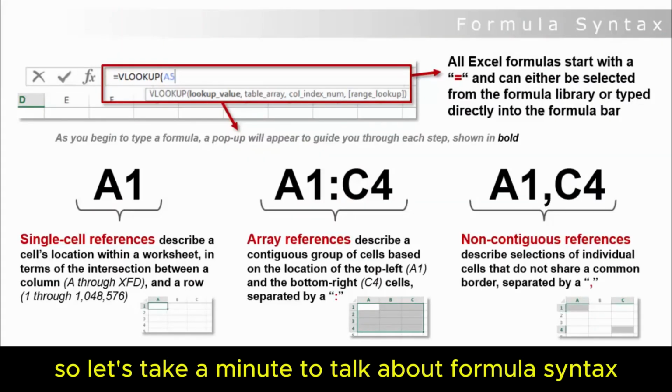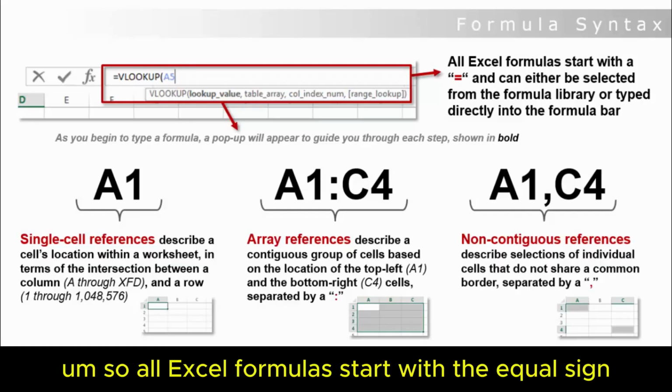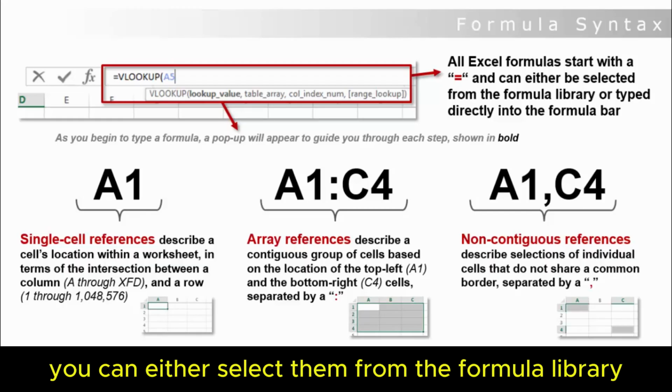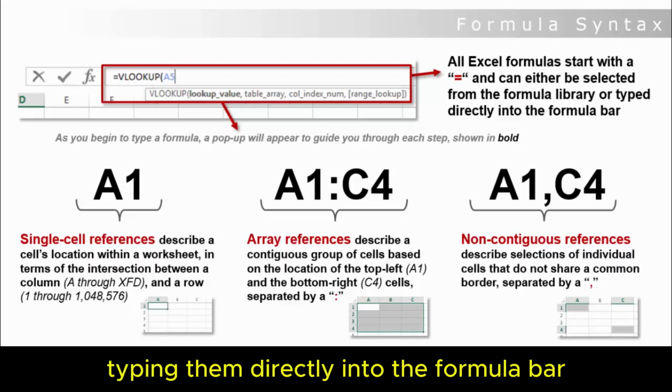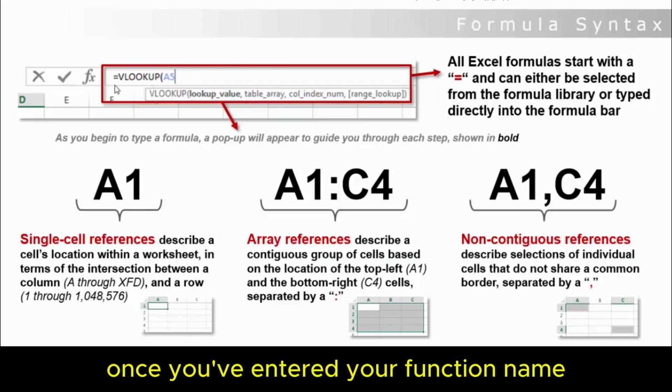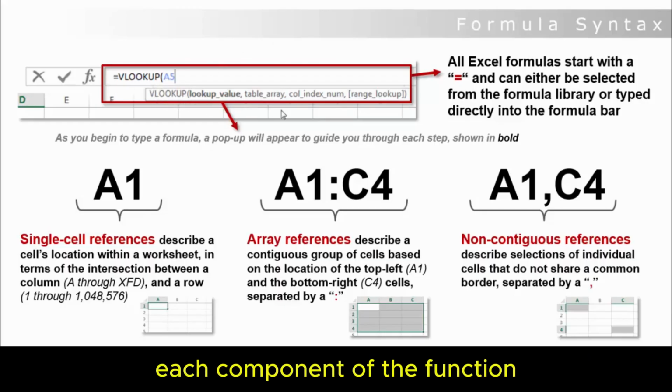Okay, so let's take a minute to talk about formula syntax, which is essentially how a formula is written or how it's built. All Excel formulas are going to start with the equal sign. You can either select them from the formula library, but I wouldn't recommend that. I'd actually recommend typing them directly into the formula bar. And like I mentioned, once you've entered your function name, this box will pop up that will guide you through each component of the function step by step.